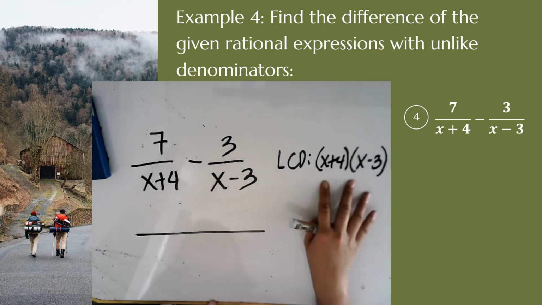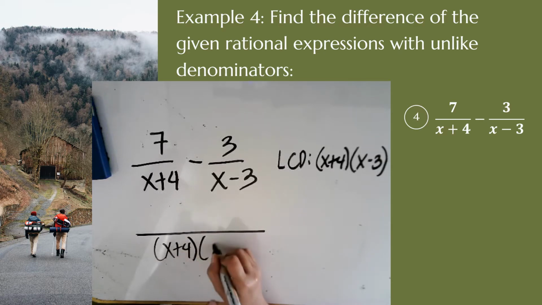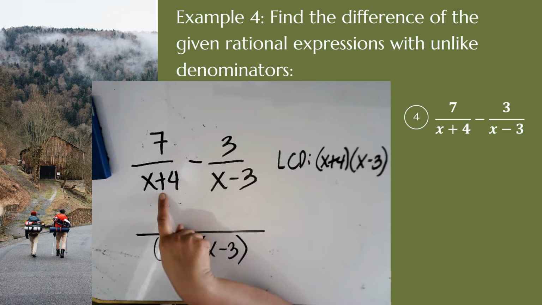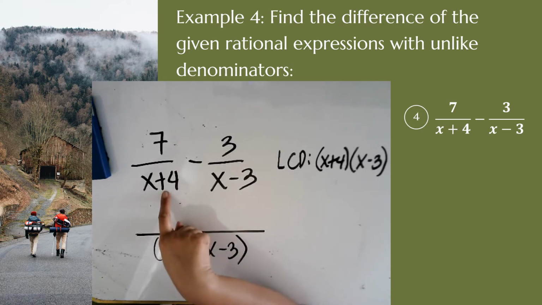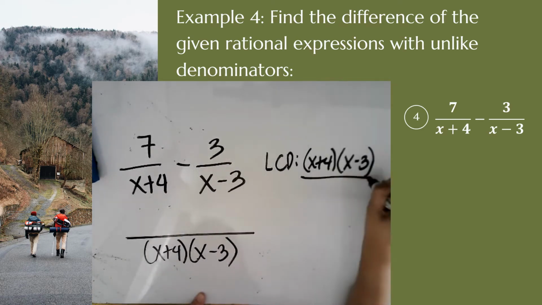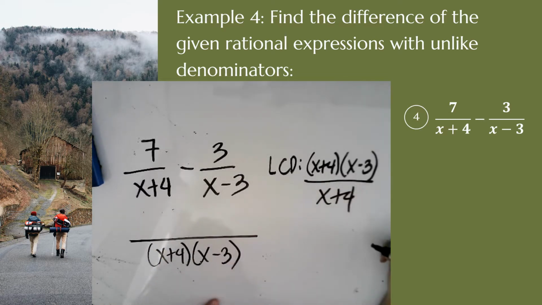So, we are going to use the LCD x plus 4 and then x minus 3. And then LCD divided by the denominator. Again, LCD divided by the first denominator. So let me show it. This is the LCD divided by the first denominator, which is x plus 4. So LCD divided by x plus 4 will give us x minus 3.